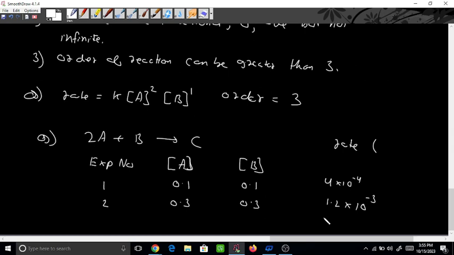Then I should have taken one more line. Anyway, just see, experiment number 3: we have 0.1, then again 0.3, then the rate is 4 into 10 to the power minus 3. Then the fourth data: we have 0.2, then 0.4, and the rate is 8 into 10 to the power minus 4. Okay, shall I rub here above?